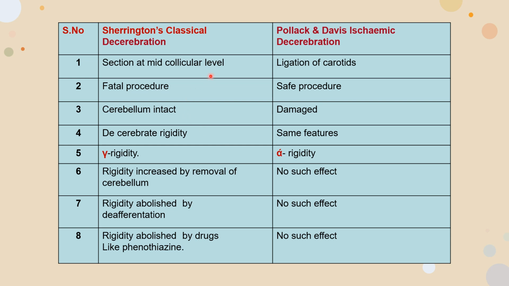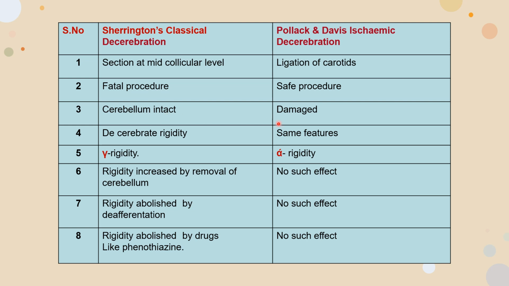So we have two types of decerebrate rigidity: Sherrington's classical decerebration and Pollock and Davis ischemic decerebration. What is the difference? In Sherrington's decerebration we section at the mid-collicular level, whereas here we simply ligate the carotid arteries so that the blood supply is lost. When the blood supply is lost, the nerve cells in that area die. That is ischemic, meaning dead cells. Sherrington's is a fatal procedure, and the ischemic is a safe procedure.